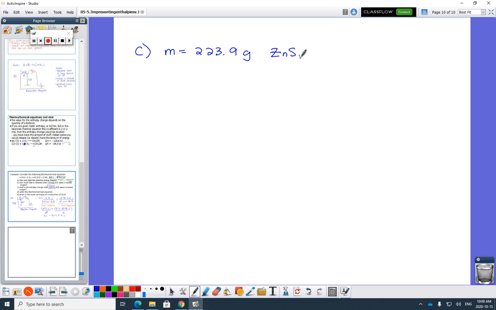So in part C, you're given 223.9 grams of zinc sulfide. Can you put grams in a stoichiometric ratio? Can you compare grams and grams? Do we ever compare grams? No. We have to find moles, okay? So this part is worth a mark. That would be an extra mark to a stoichiometry question.